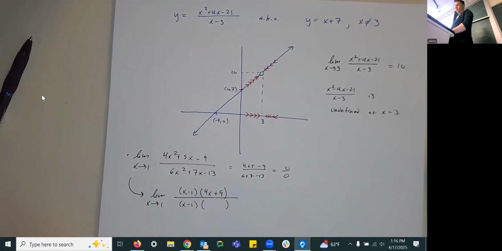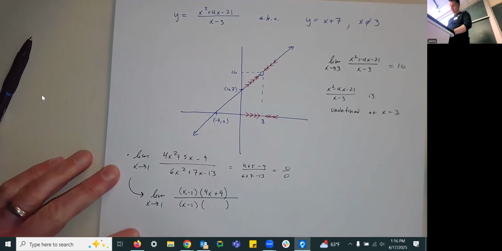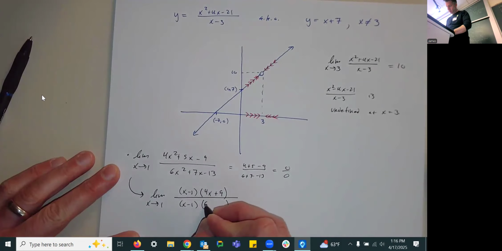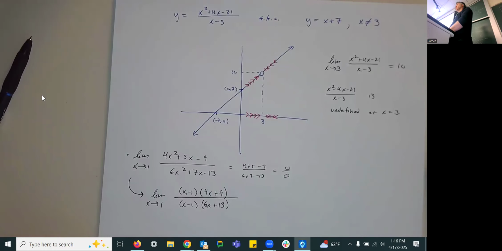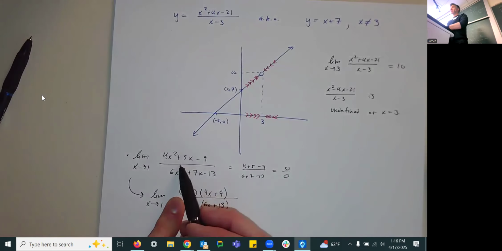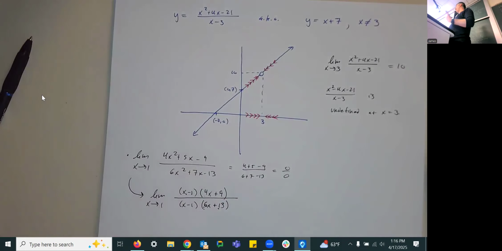Think about what you're going to have, something times x and then something else. I think it's got to be a 6x plus 13. No other choices. You can check if you want to. Like if you multiply this out, the middle term would be negative 6x plus 13x, which is exactly 7x. And on top, negative 4x plus 9x, which is exactly 5x. So it should work out, but you really don't even have to check.